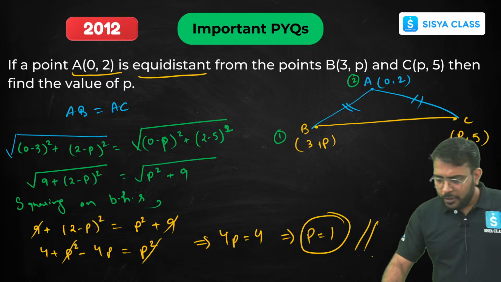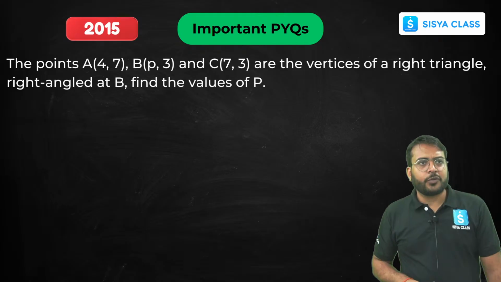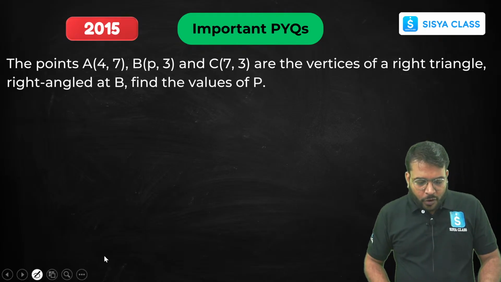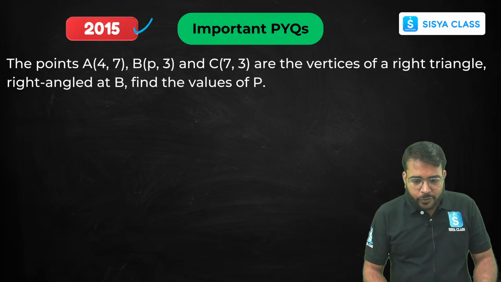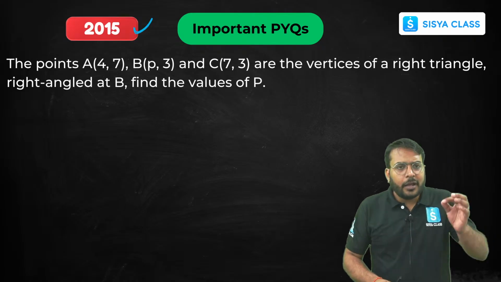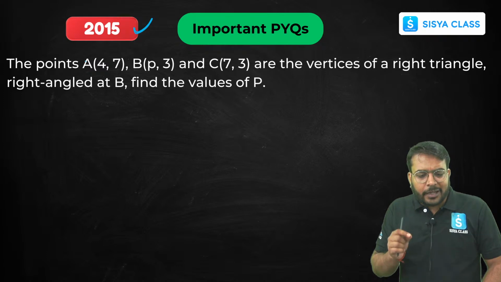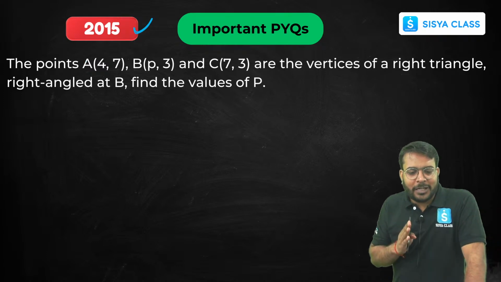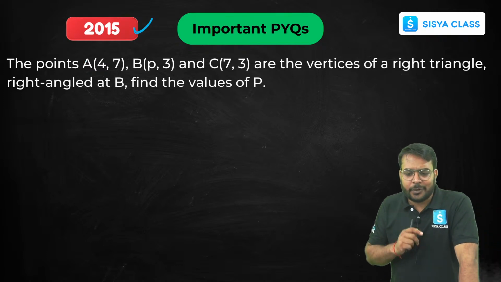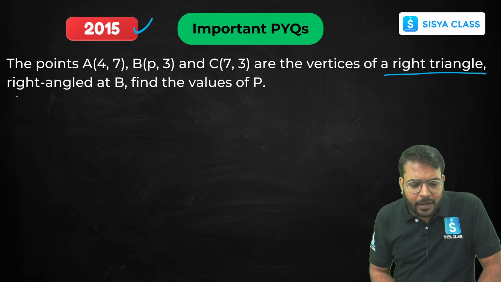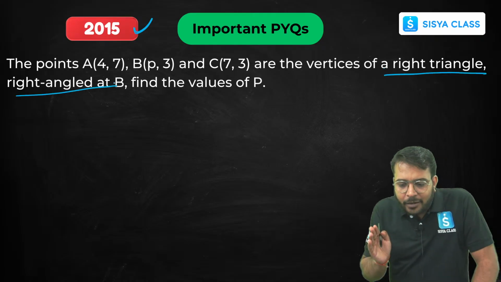Now let us move to the next question, beta. This question has been asked in 2015. They have given you 3 points: point A (4,7), point B (p,3), point C (7,3). They are saying that these are the vertices of a right angled triangle.